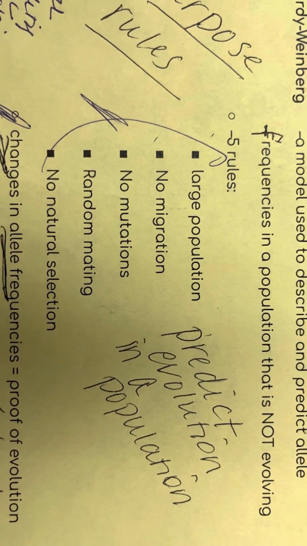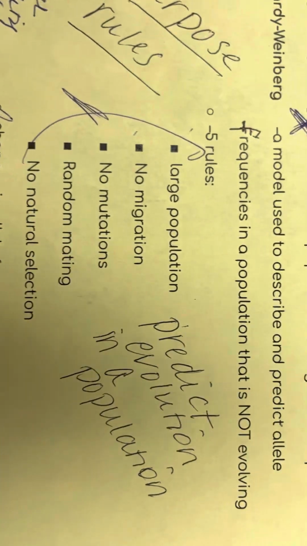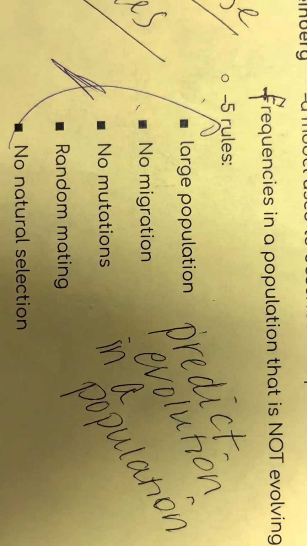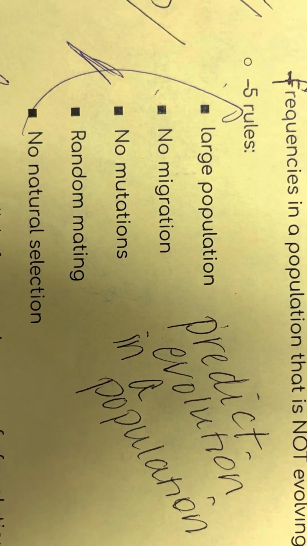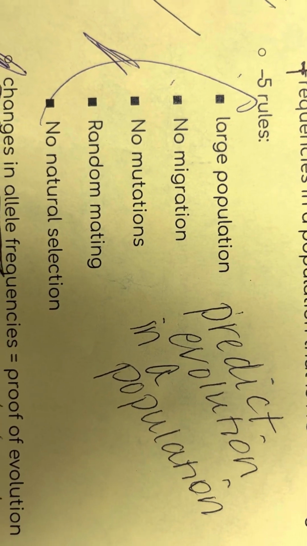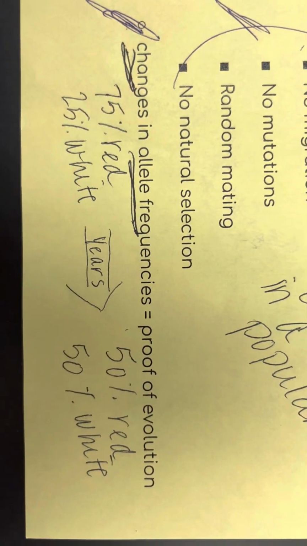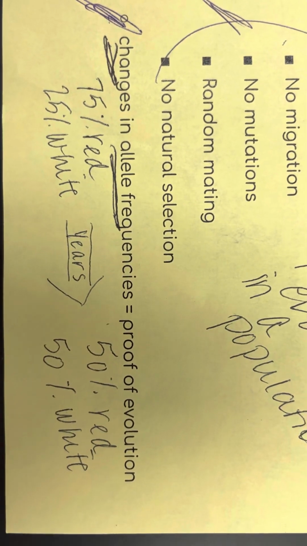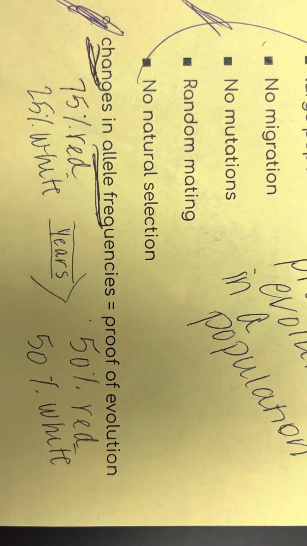For evolution to not occur, we have to have a large population, no migration, no mutations, random mating, and no natural selection. And then changes in allele frequency are your proof of evolution.